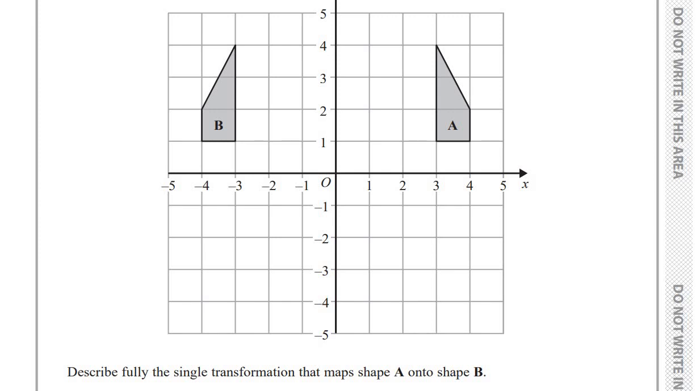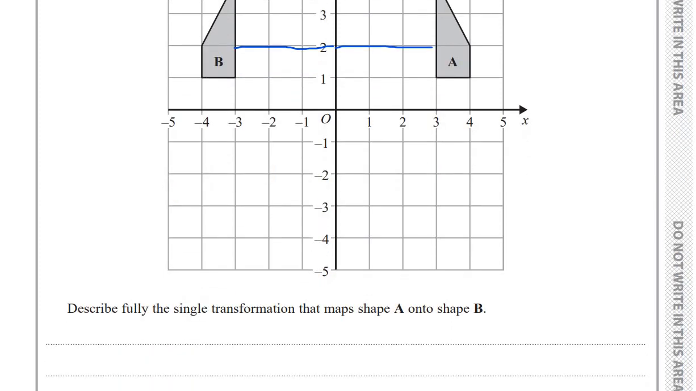Now here we have to describe fully the single transformation that maps shape A onto B. This looks like a reflection, and for a reflection you need to mention the line of reflection. This shape is exactly 3 squares away from the y-axis, and A is also 3 squares away from the y-axis in the opposite direction. So this is definitely a reflection in the y-axis.